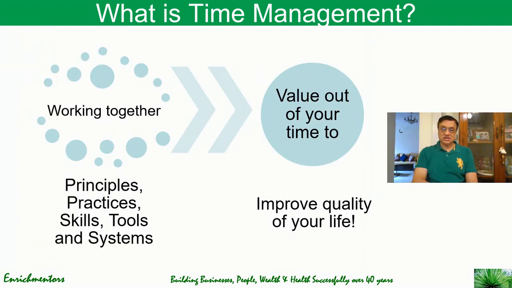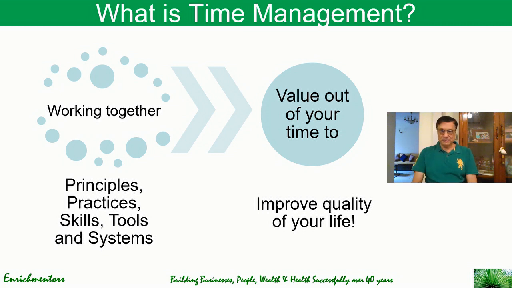Great. So let's visually see this. How does this whole thing come together? There are five things at the bottom left: principles, practices, skills, tools, and systems. They work together, as you see, and then they improve the value of your time. How do you get more value out of the time you have? And that improves the quality of your life. So that's the whole idea. Operating with these five elements working together, you get to have a better quality of your life.